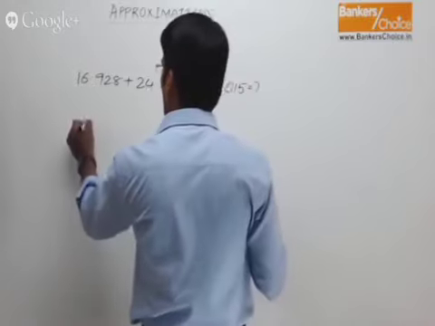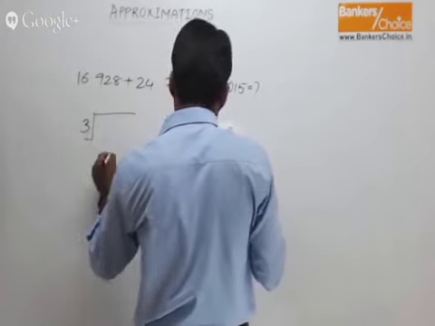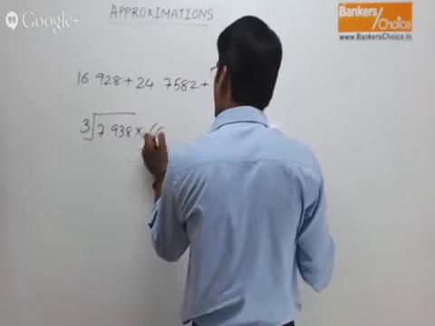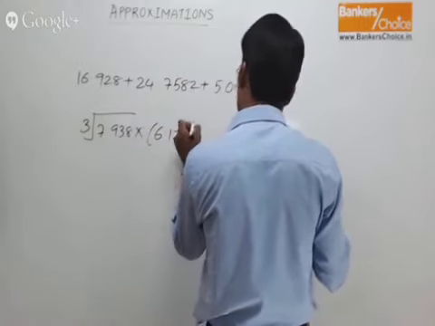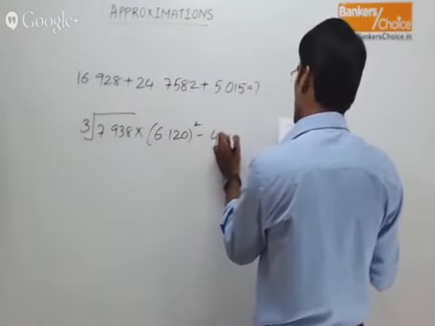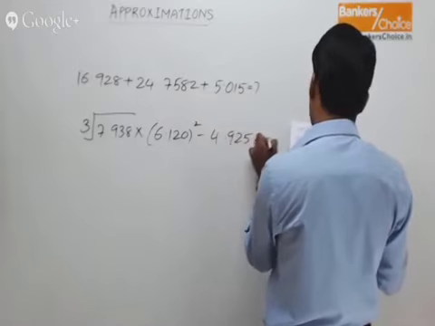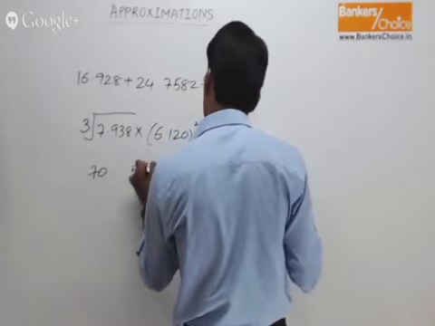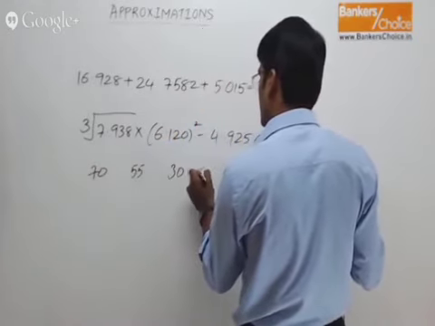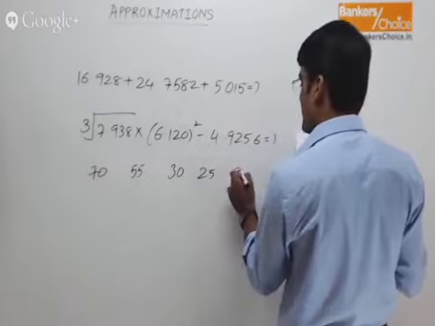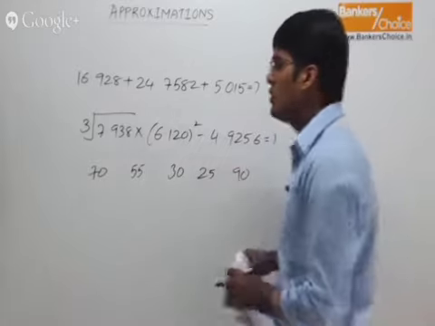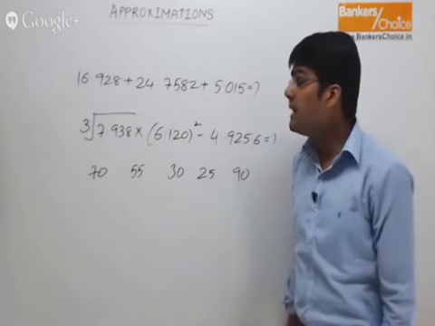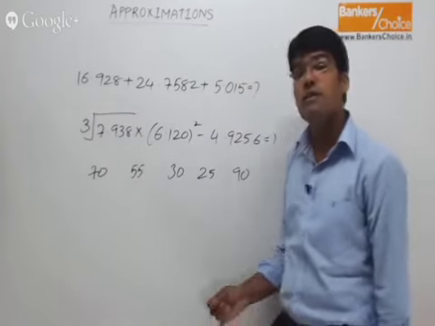Look at this one. Cube root of 7.938 multiplied with 6.120 whole squared minus 4.9256 equals what? The options are 70, 55, 30, 25 and 90. Now cube root of 7.938, cube root of 7.938. What will be the value here? Cube root of 7.938.